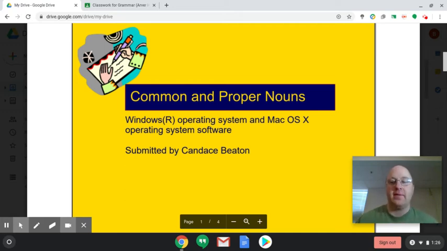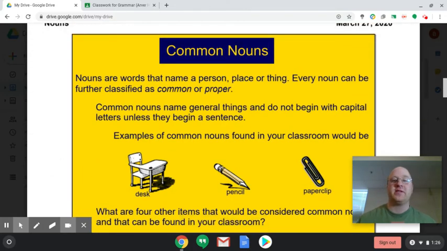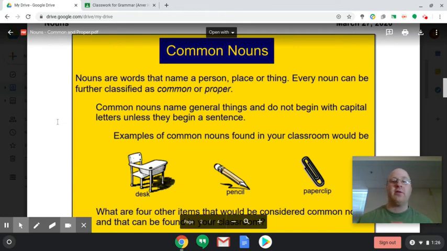Today's first grammar lesson is on common and proper nouns. Nouns is something you've been learning since kindergarten, first grade, somewhere in there. So hopefully you remember that a noun is something that names a person, place, or thing. And there are two categories of nouns. There's common and there's proper. And as you can see on this slide here, common nouns are just general things, and they don't begin with a capital letter unless, of course, they're at the beginning of a sentence.